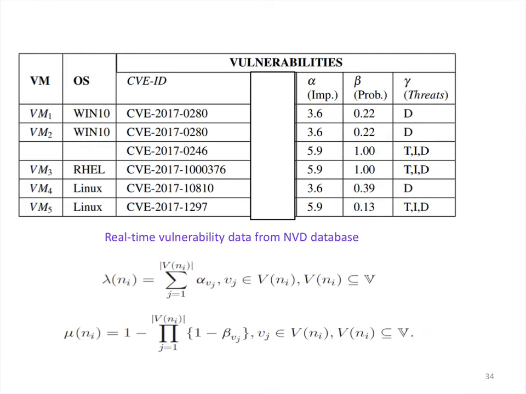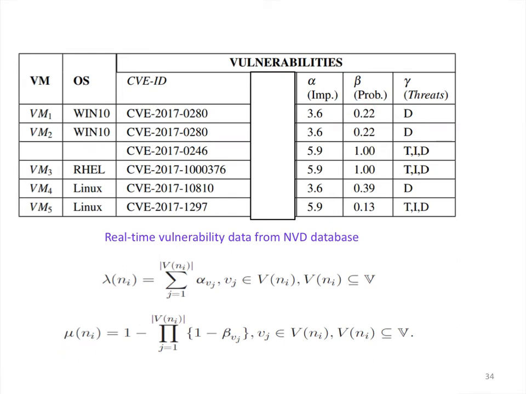So this is the impact, and it's easy. I get all the vulnerabilities on this node or virtual machine, and I get the summation of all of them. So this is what this equation shows. Very simple.